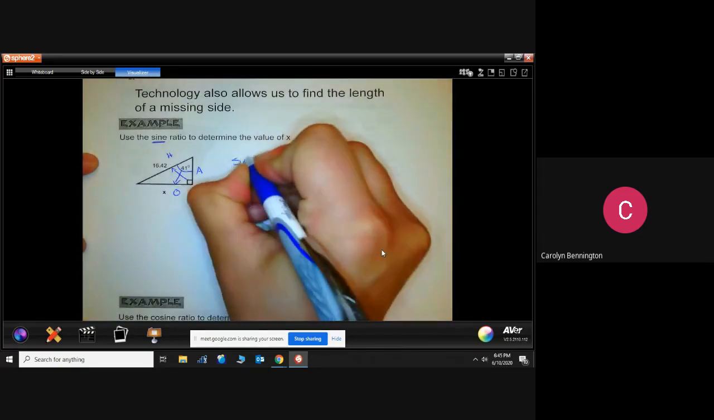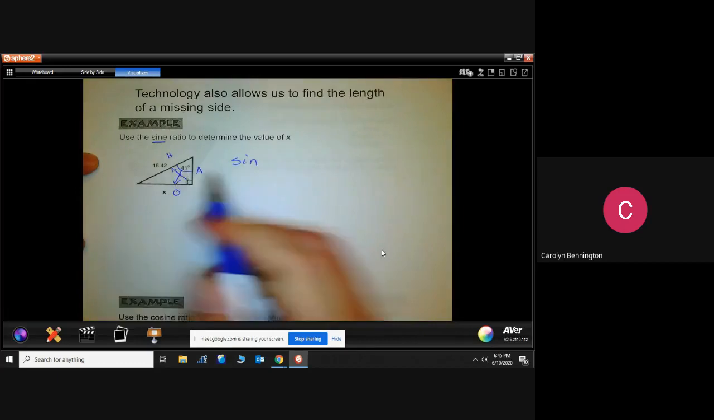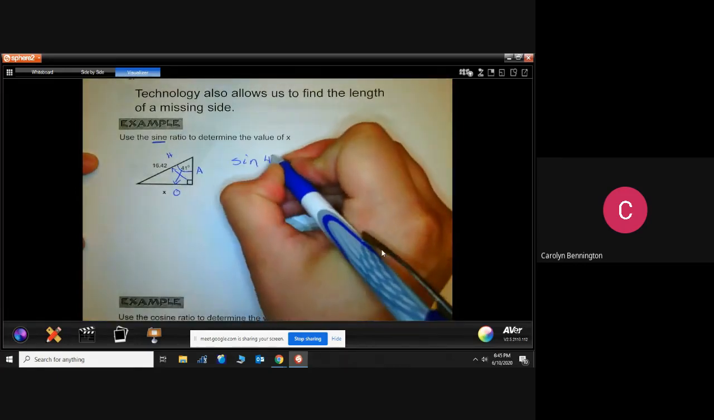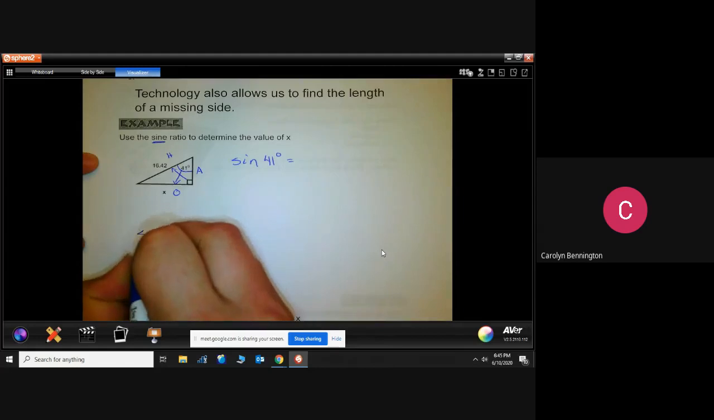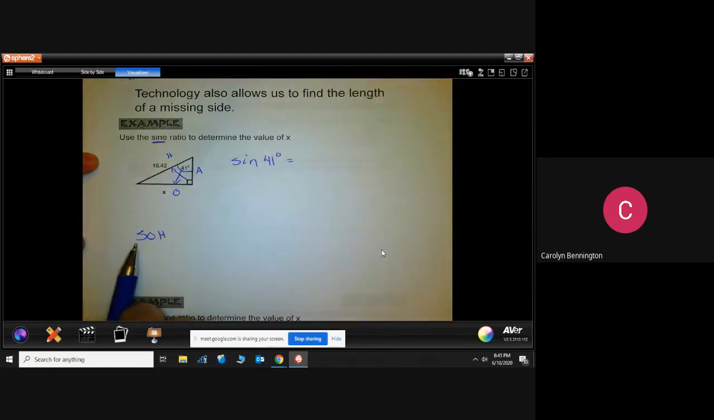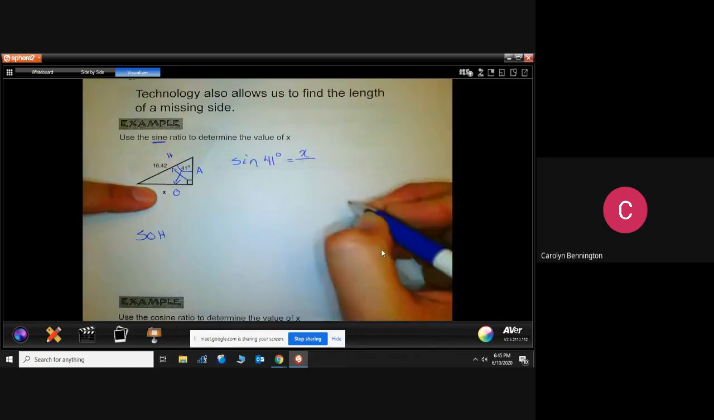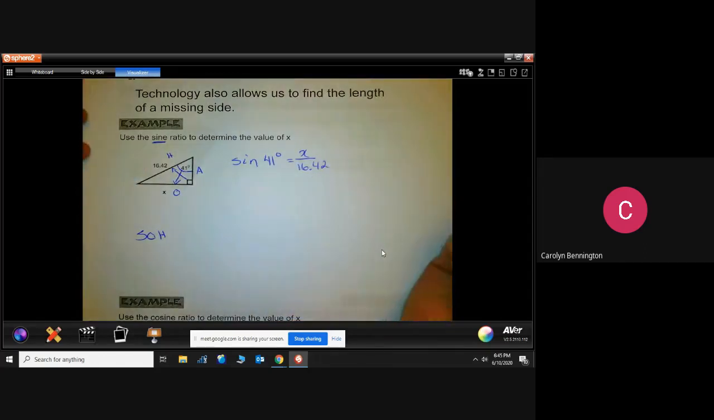So we're going to have sine, and this time we know what the angle is. So the angle always goes beside our trig ratio. So sine 41 degrees. And remember from SOHCAHTOA, sine is the opposite side over the hypotenuse. So we'll have sine 41 degrees equals our opposite side, which is x, over our hypotenuse, which is 16.42.